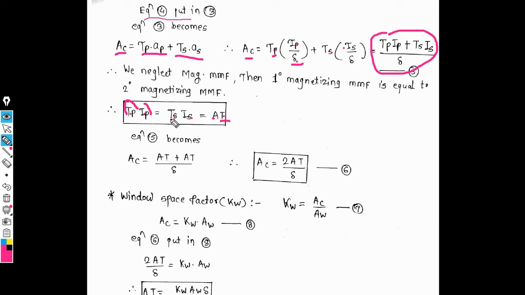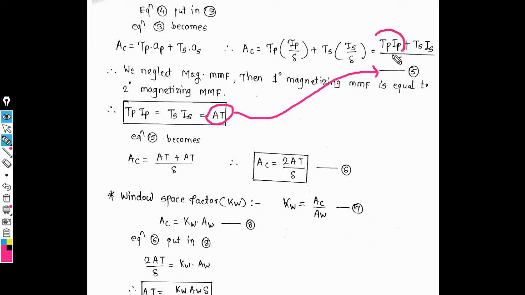Both windings are equal due to MMF, that is, the primary magnetizing MMF is equal to the secondary magnetizing MMF. Then Tp Ip is equal to Ts Is, equal to ampere turns, where ampere is the unit of current and T stays as it is, because there is no unit for the number of turns. Then put AT in equation number 5, that is, Tp Ip is equal to AT and Ts Is is equal to AT.